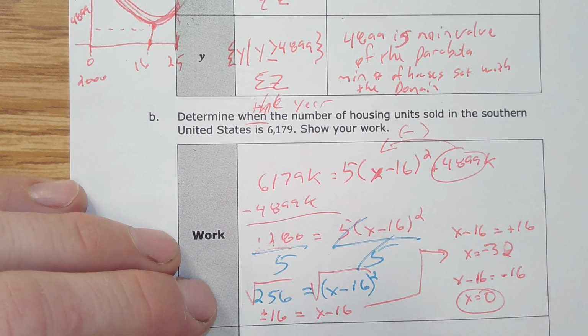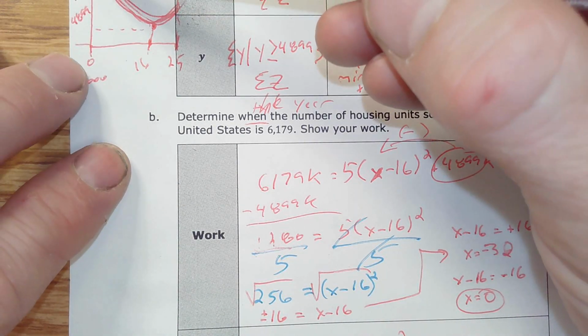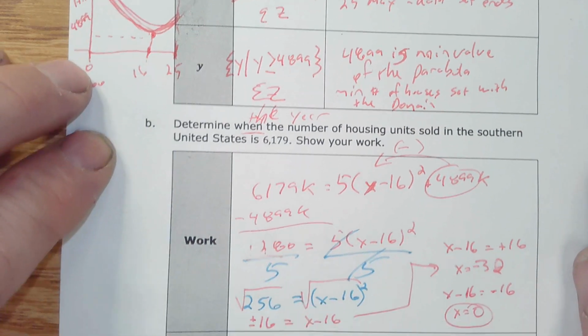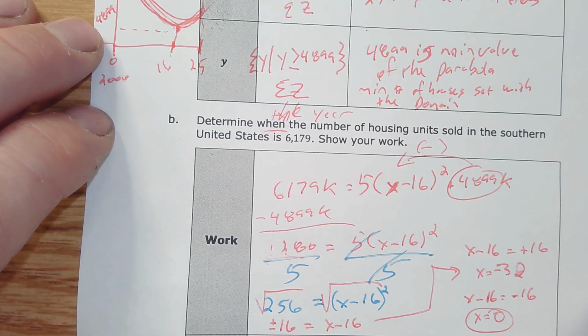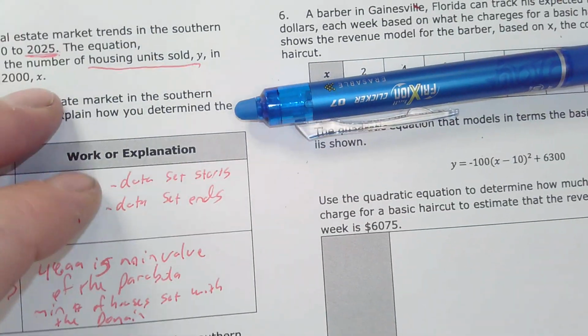So at year 0, or 2000, this thing was at 6,179,000. Because I don't have any data before then. Okay, so there is that. I hope that this makes some sense. Oh, let's go to the next one. We got one more.